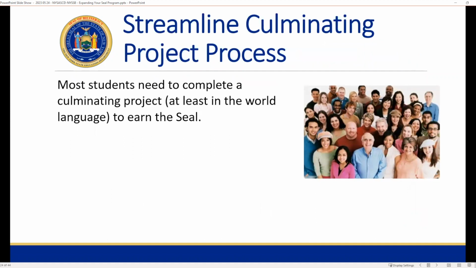So moving on to our third strategy for expanding your program. It's about streamlining the culminating project. Now, most students need to complete a culminating project, at least in a world language, to earn the Seal. In English, we often have students who can get their 3 points without the project.